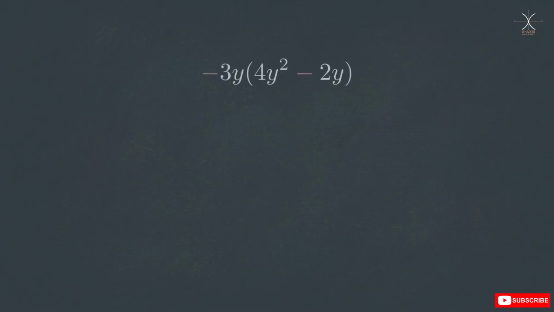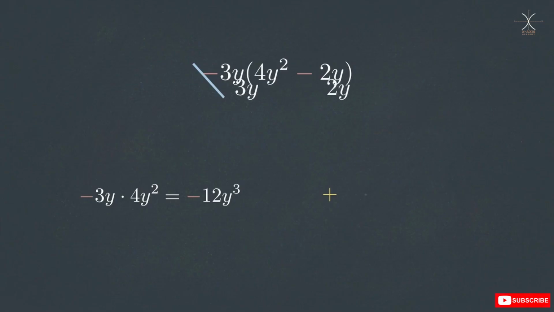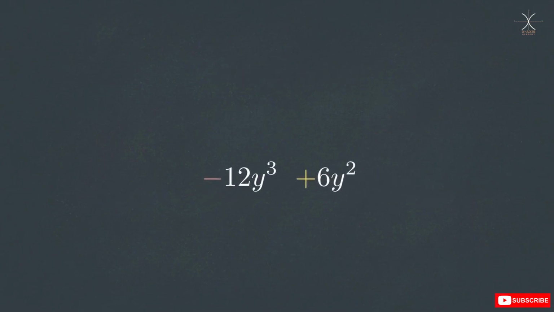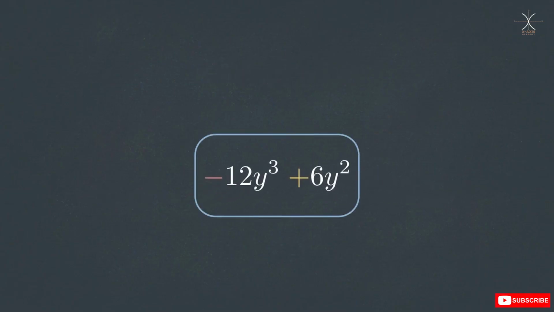Looking at the first distribution pathway, -3y multiplied by 4y squared results in -12y cubed. For the second arrow, distributing a negative term into another negative term flips the sign to a positive. -3y times -2y is positive 6y squared. Combining these results gives us the final algebraic expression, -12y cubed plus 6y squared.